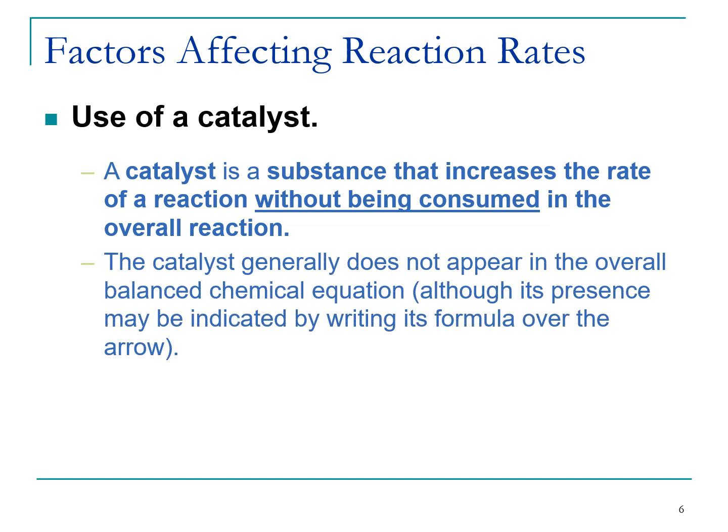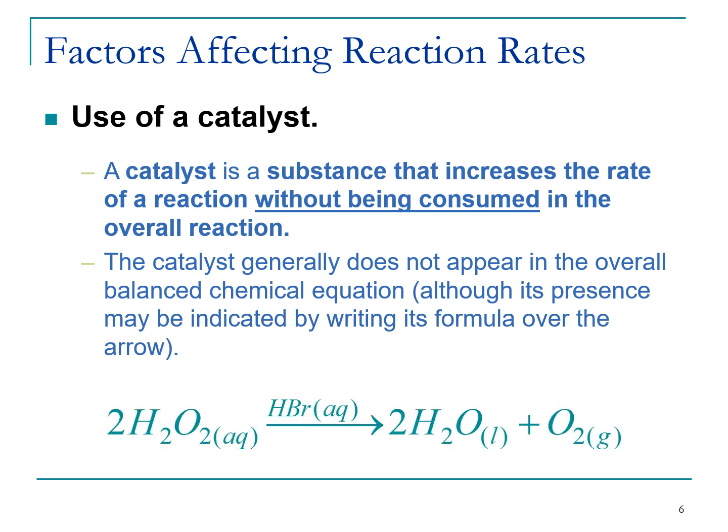A catalyst doesn't generally appear in the overall equation because it's not used, although sometimes we indicate that it's around by putting the formula over the arrow. This is an example. H2O2 will decompose to H2O and O2, and here in this case HBr is a catalyst. Other catalysts that you may be aware of are metals, like in your catalytic converter in your car. Those metals often make a reaction go faster.